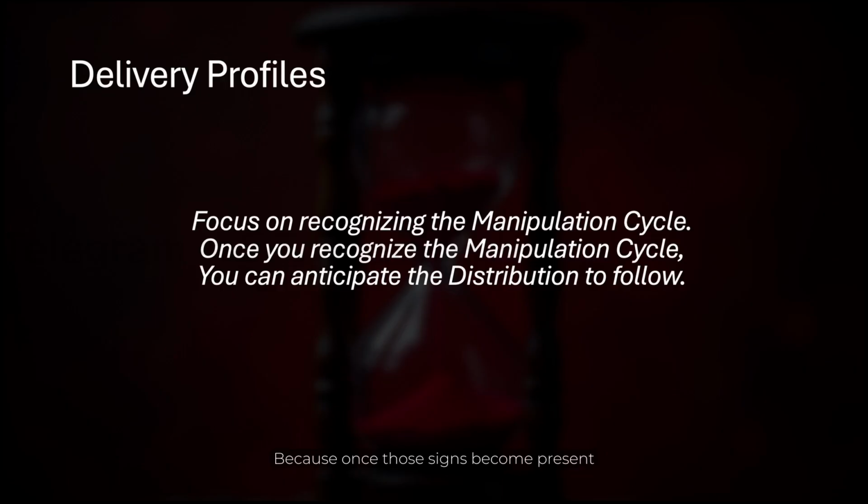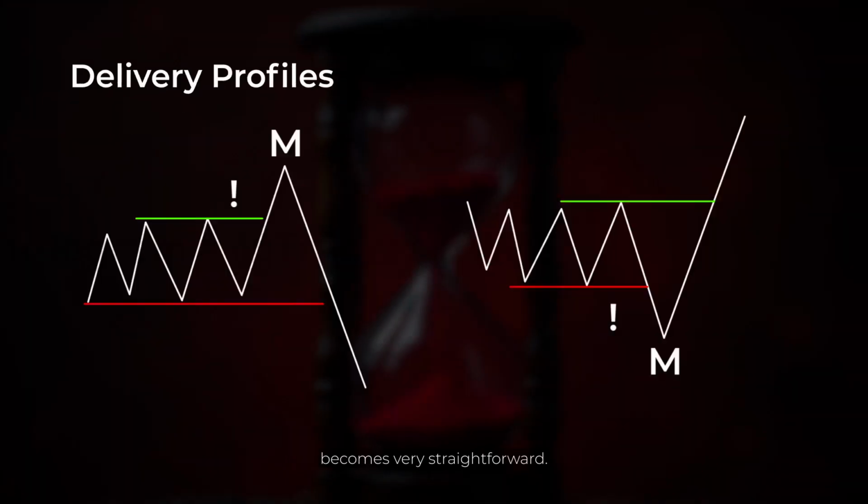Because once those signs become present, that is when we can anticipate, all right, we're now going to distribute towards the opposing side. Focus on recognizing manipulation, guys, because by focusing on recognizing manipulation, trading the distribution becomes very straightforward. What it looks like within the charts is like the following.